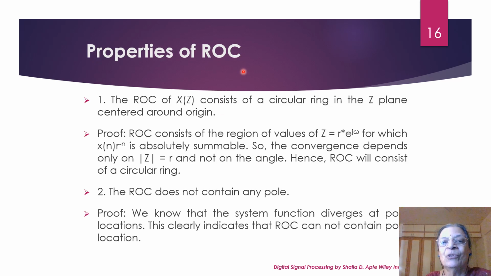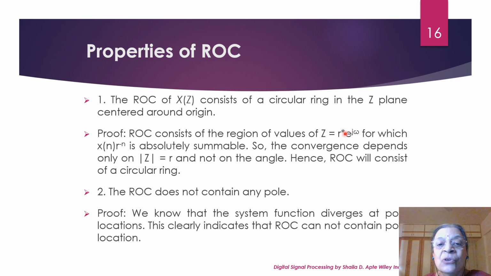Now let us consider what the properties of the ROC are. The ROC of X(z) consists of a circular ring in the z plane centered around the origin. This is obvious, as we have seen the ROCs that are plotted. It consists of a ring. Why does it consist of a ring? Because we are defining z equal to r e raised to j omega. Here r is the magnitude part and e raised to j omega is the phase part.